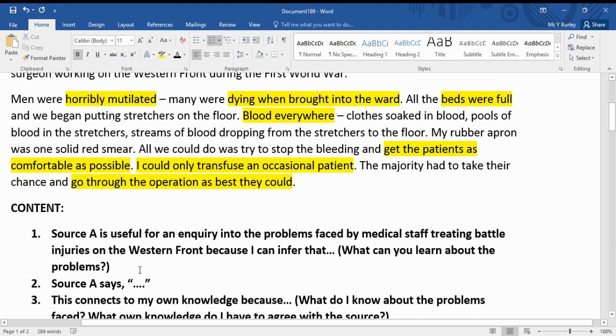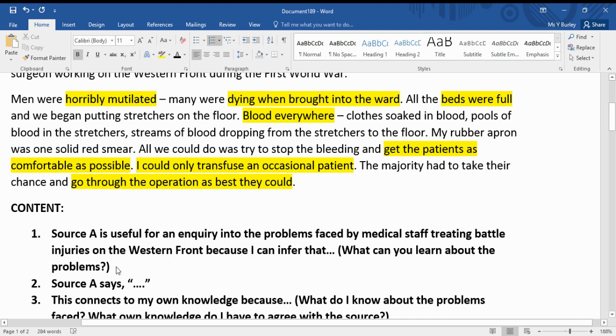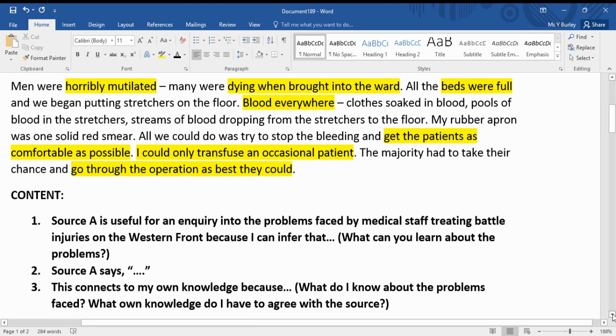Then step two, after you've told me what you learn, and you've got a sentence telling me what you can infer about the problems, you need to back this up or support it with a quote. You might want to use two quotes if you've got some short quotations that you want to add in. So you might want to add two quotes, and you can do that here. And you want to say "Source A says", and you're going to pick out one or two quotes to support the idea that there were problems faced by those medics on the Western Front.